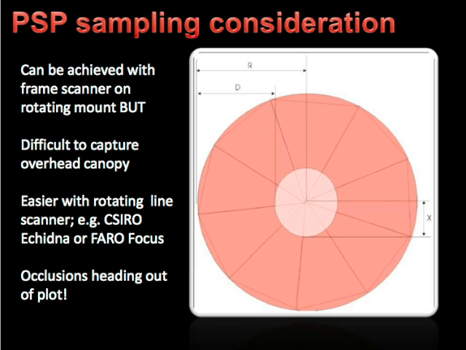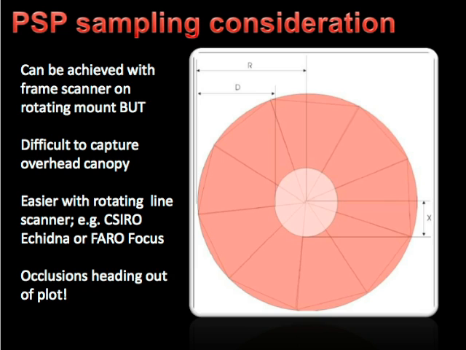But this type of configuration, where we try and scan out, capture a full circular plot, can be achieved with a frame scanner as well. As I mentioned, we can move this frame scanner around, we can move the frame scanner up, and we can stitch the whole thing together. It can be done, it has been done. Richard Fournier and some of his students have done a lot of that type of work, but it's difficult to do. It's a lot of time in the field, and it can be a lot of time back in the office trying to stitch everything together.